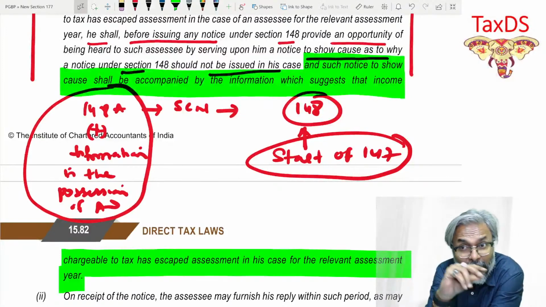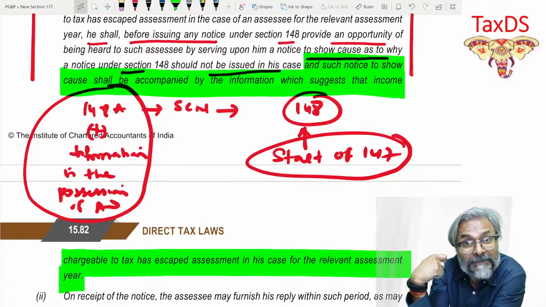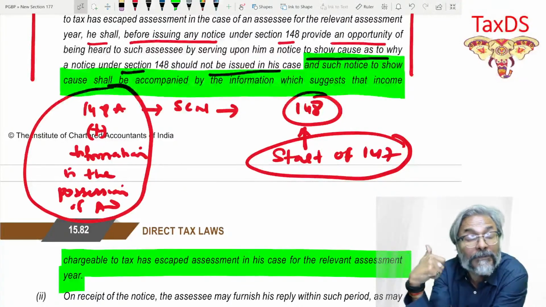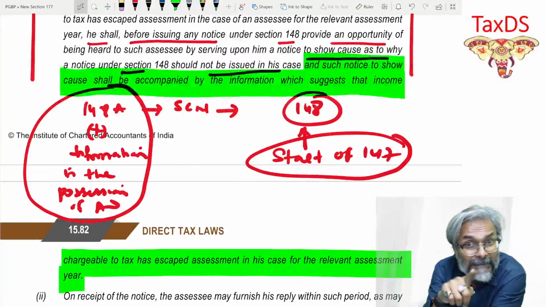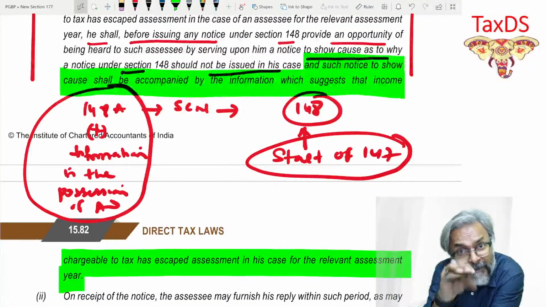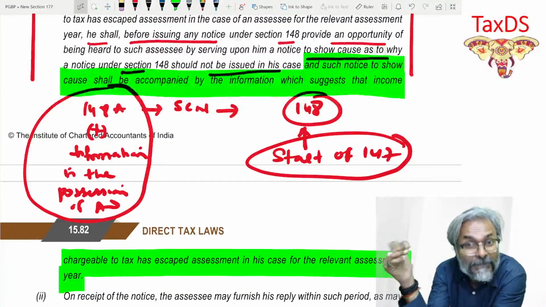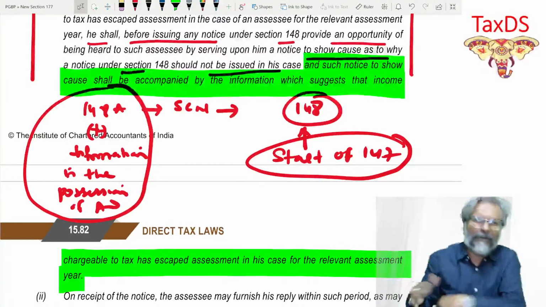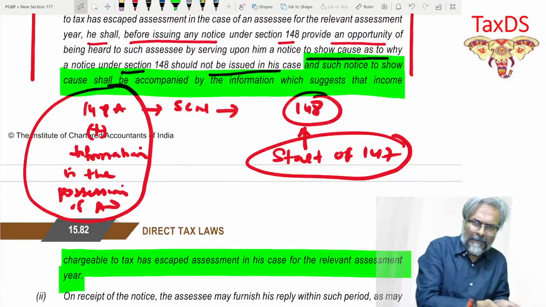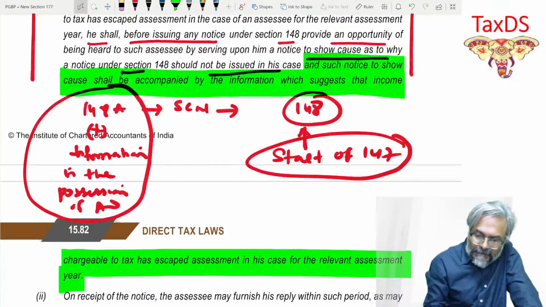Once the ROI was filed, only then was the AO supposed to furnish that information to the assessee. Till the time the assessee had filed the return, the AO never used to disclose what information he had which triggered this 147. But now see the amendment which is there. This is not a new amendment, family. This is not the amendment of last year. This is the amendment of 2021.